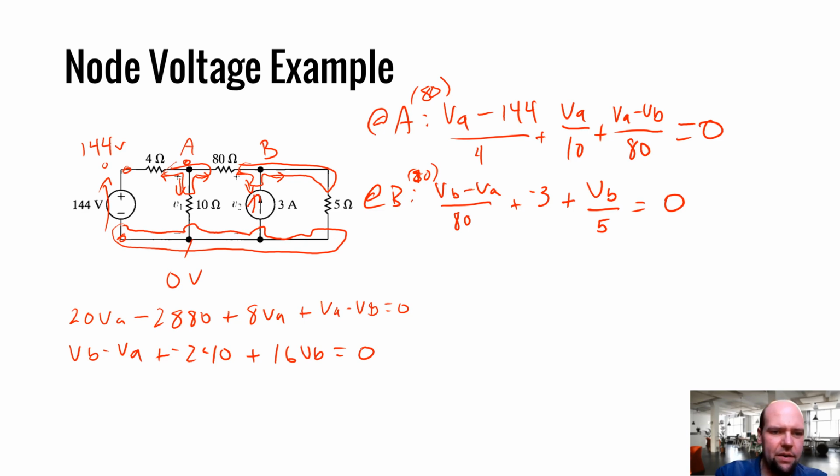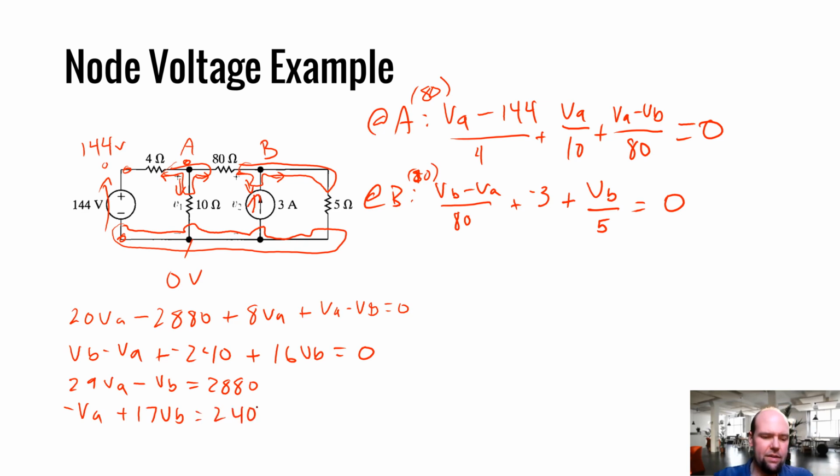And let's clean them up a little bit now. We're going to clean up the top one to be, looks like I have 20 plus 8 plus 1, that's 29 VA minus VB. Flopping that negative 2880 to the other side is 2880. Doing the same thing with the second equation, it looks like I have a total of 17 VBs and negative 1 VA. So negative VA plus 17 VB equals 240. Hopefully that made sense to everybody.